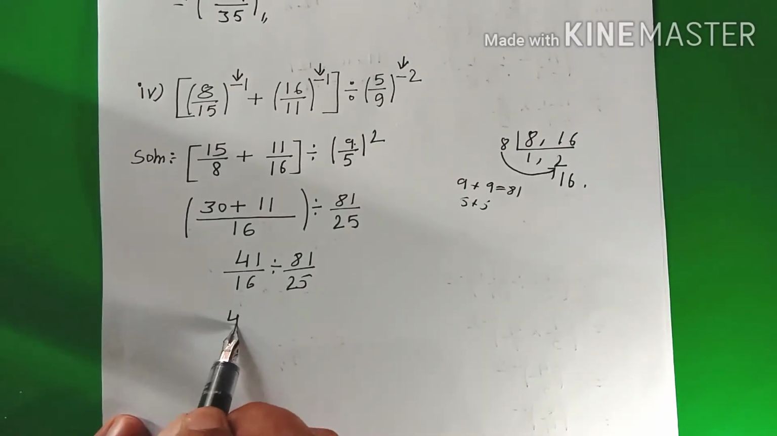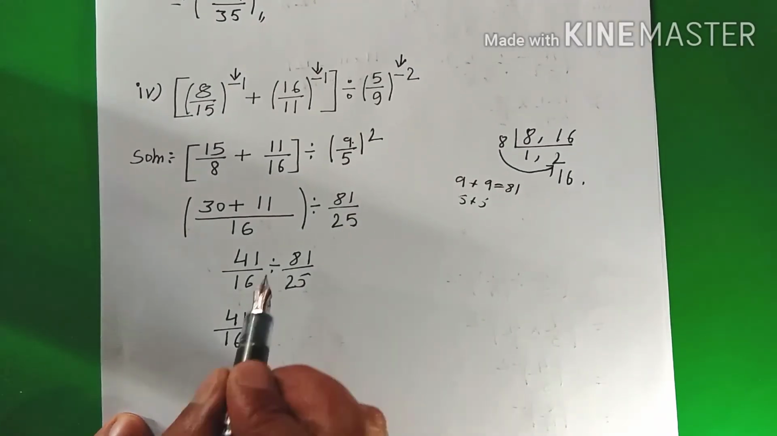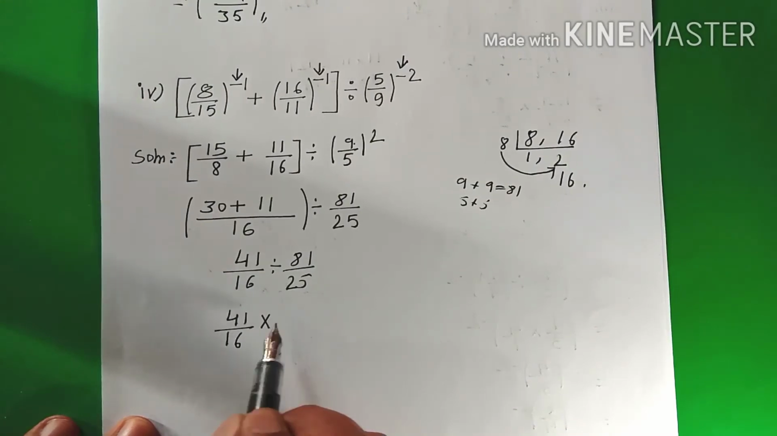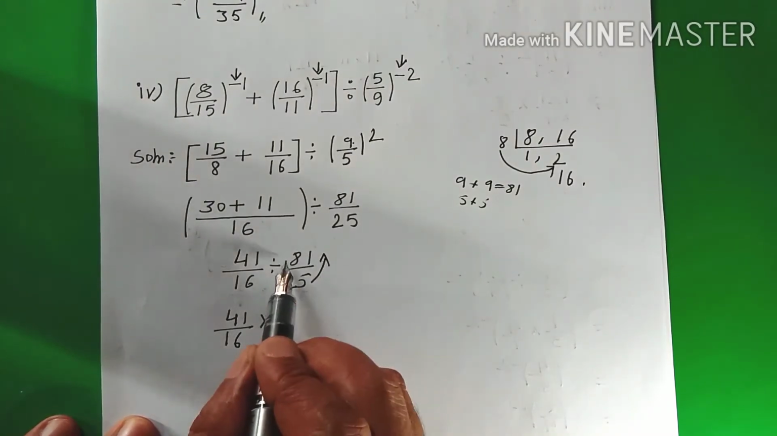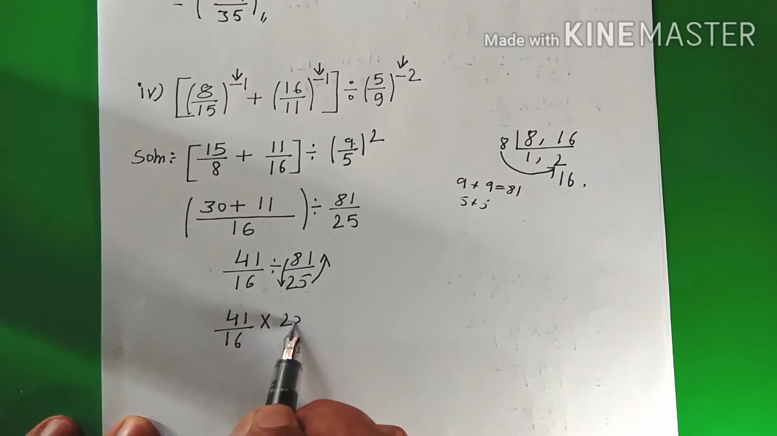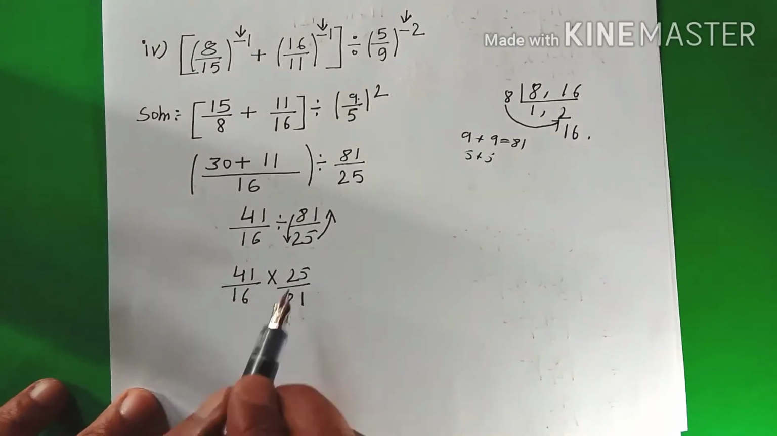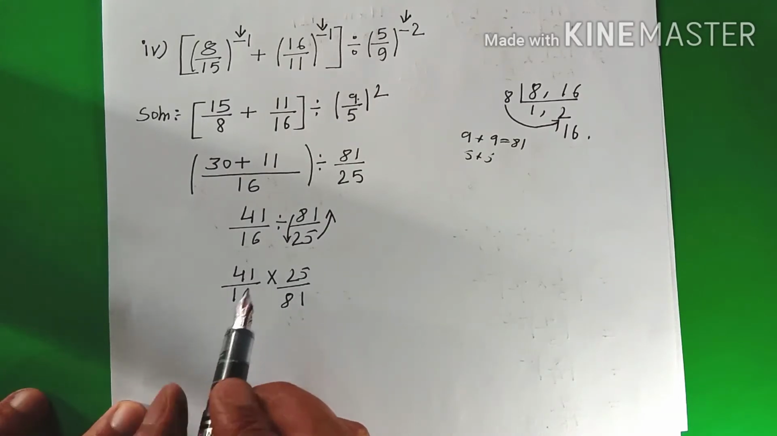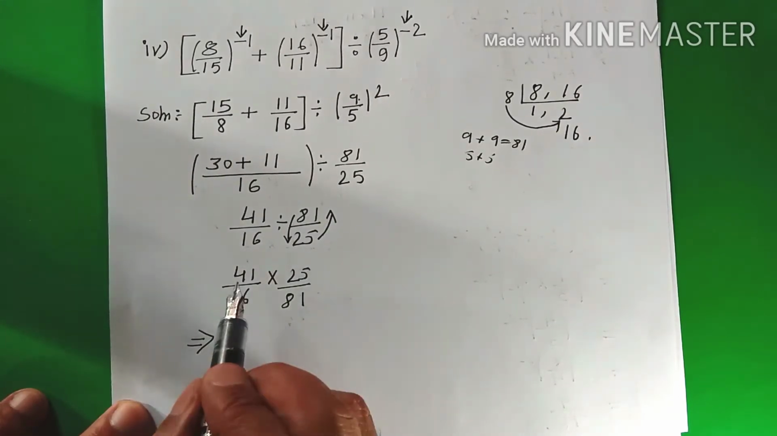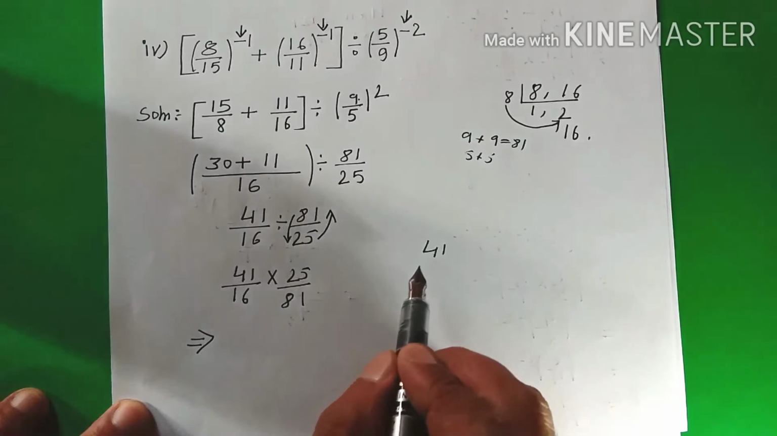Now here 41 upon 16, division takes here a multiplication. At that time it will take the reciprocal. So 25 divided by 81. Now here whether we can cancel or not. So it's not possible to cancel. You'll have to take a multiplication.